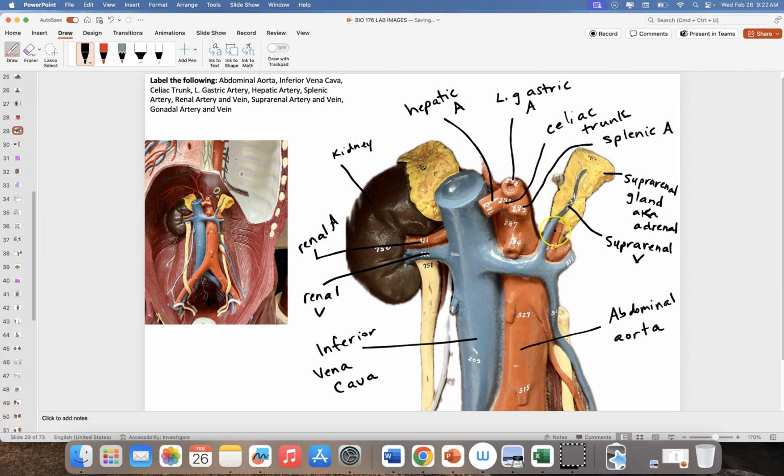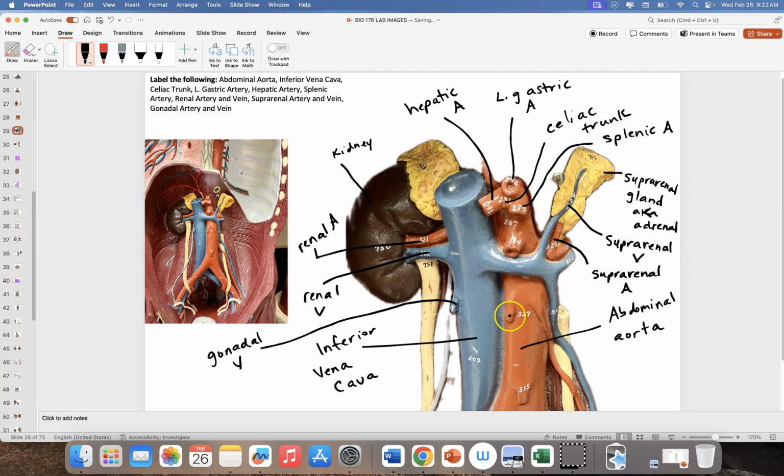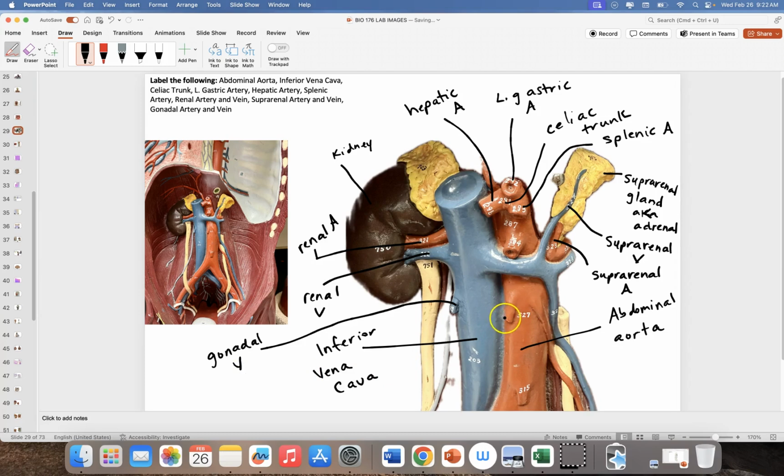And then we're also going to have our suprarenal artery as well. And then finally we can see our branches to the gonadal vessels. This would be the gonadal vein, while over here we are going to have the gonadal artery. And I'll just loop my line around there for that gonadal artery.